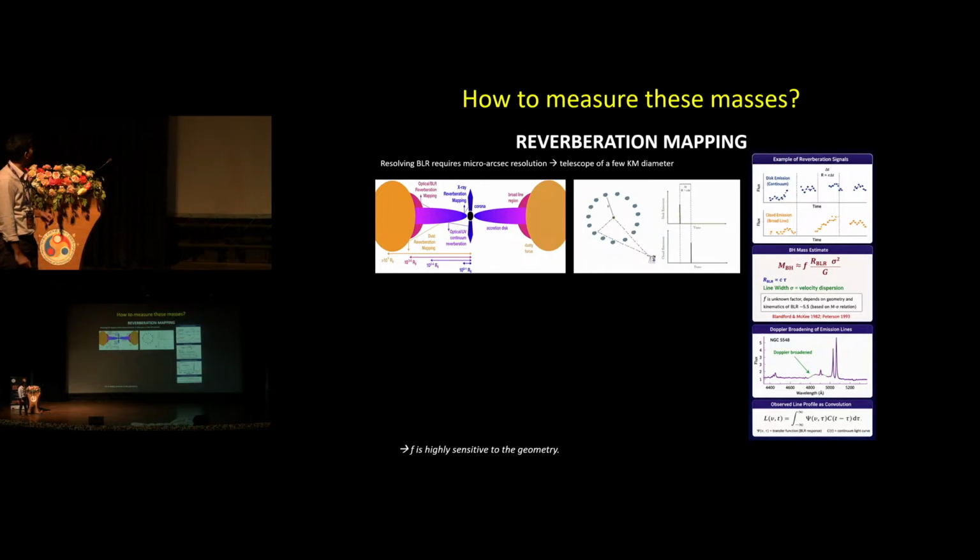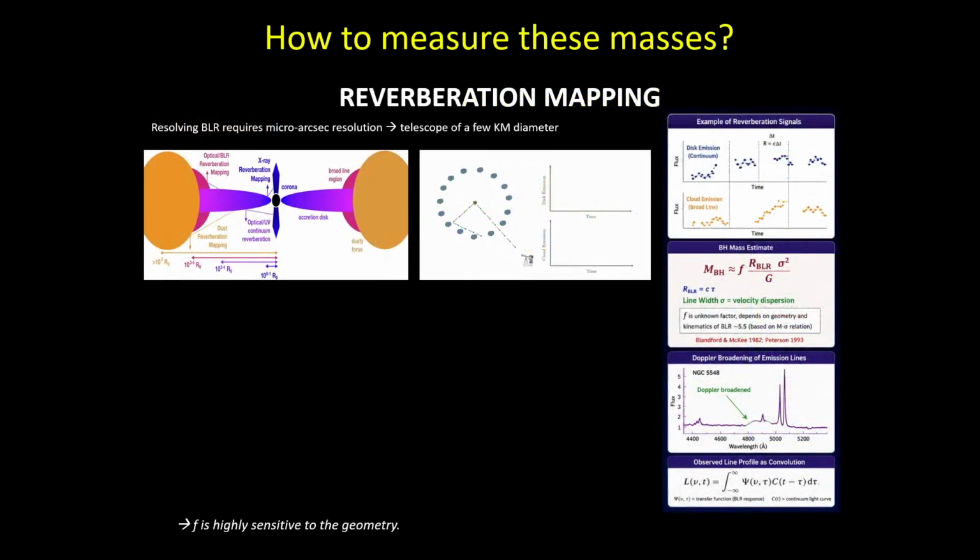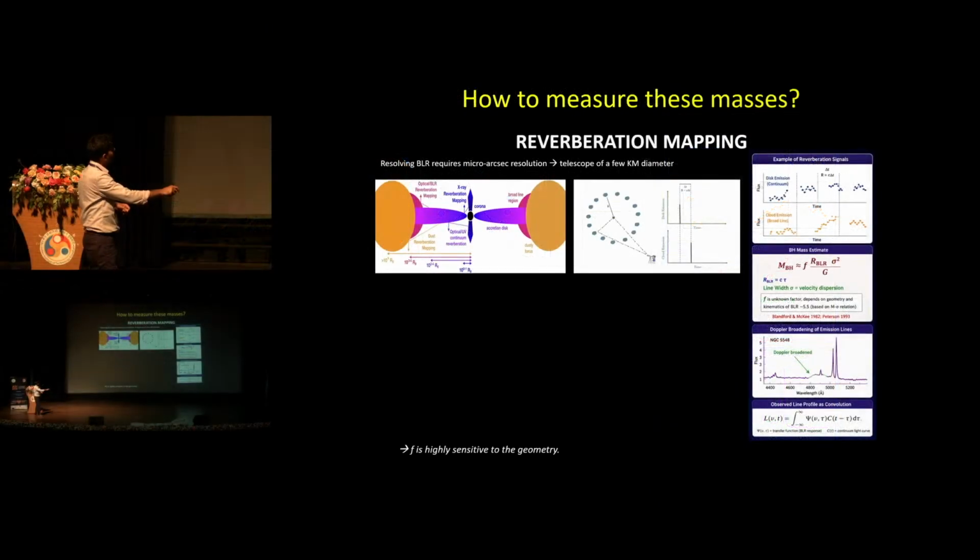So what we do is use the fact that these objects vary over time. The UV and optical photons coming from the central engine will come directly towards the observer, but some of these photons will be absorbed by the clouds sitting there and re-emitted as line-emitting photons. So you will see a delay between these two, due to light travel time. You monitor these objects photometrically and see the variations, and you monitor the emission line spectroscopically and see the line variations.